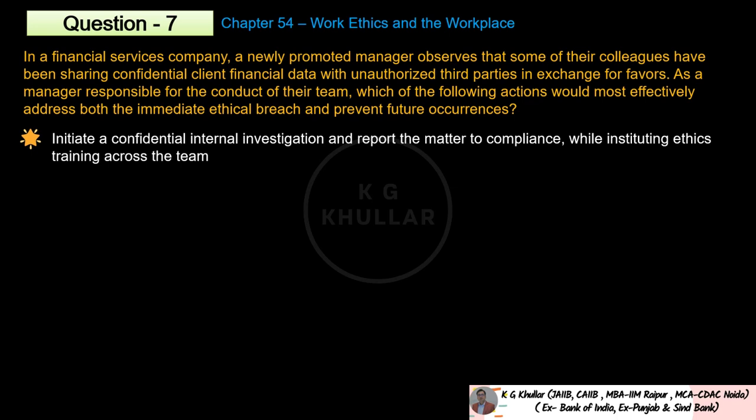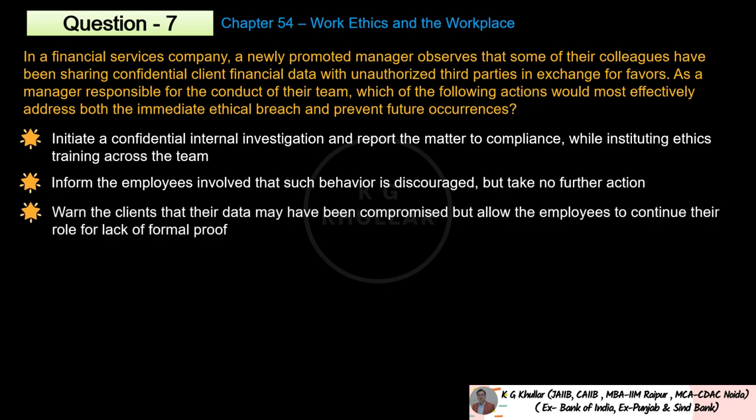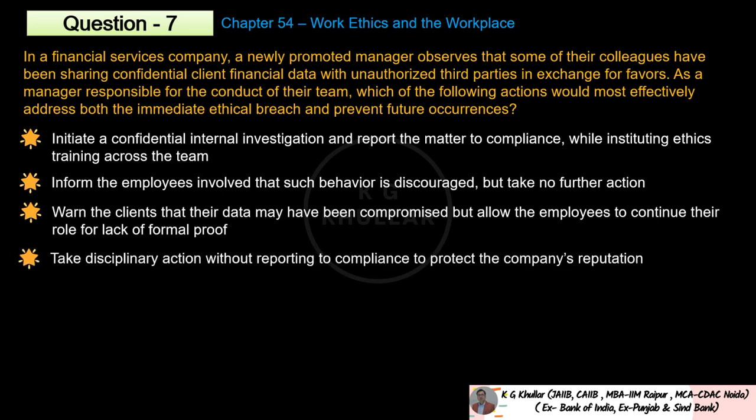That is, first option is initiate a confidential internal investigation and report the matter to compliance while instituting ethics training across the team. Then second option B is inform the employees involved that such behavior is discouraged but take no further action. Then third option C is warn the clients that their data may have been compromised but allow the employees to continue their role for lack of formal proof. And last option D is take disciplinary action without reporting to compliance to protect the company's reputation.